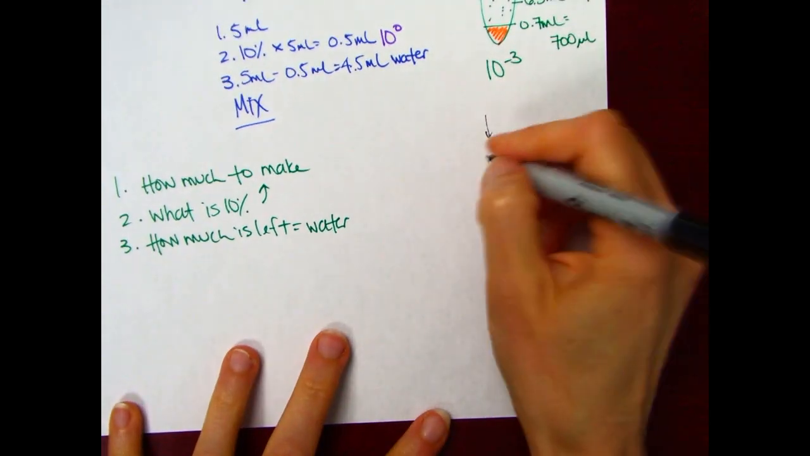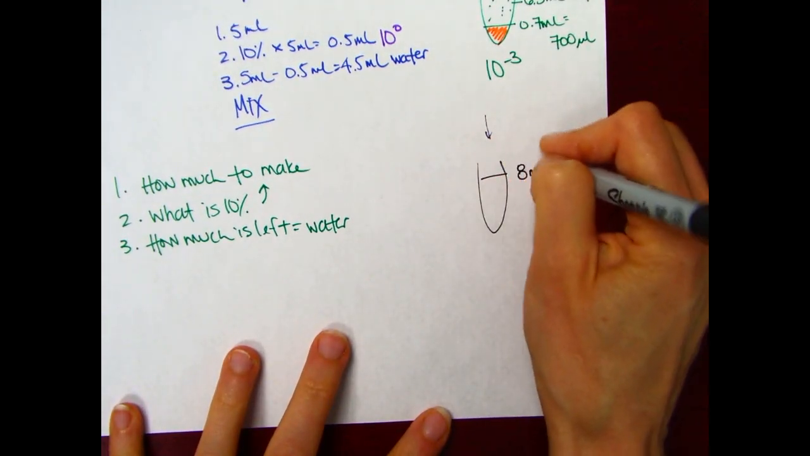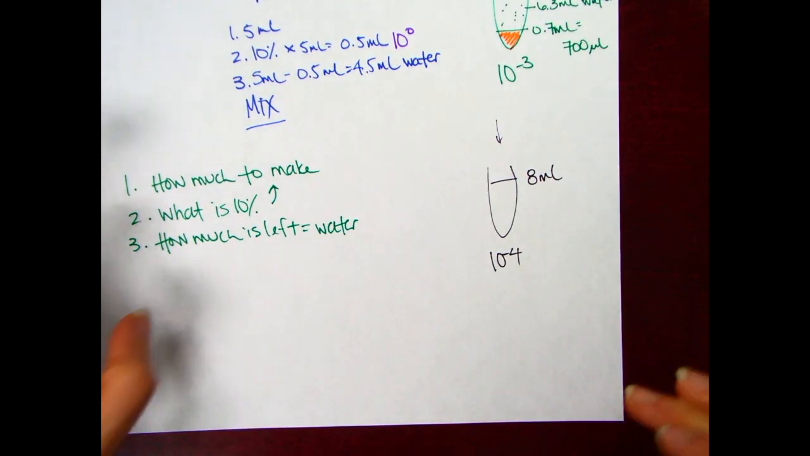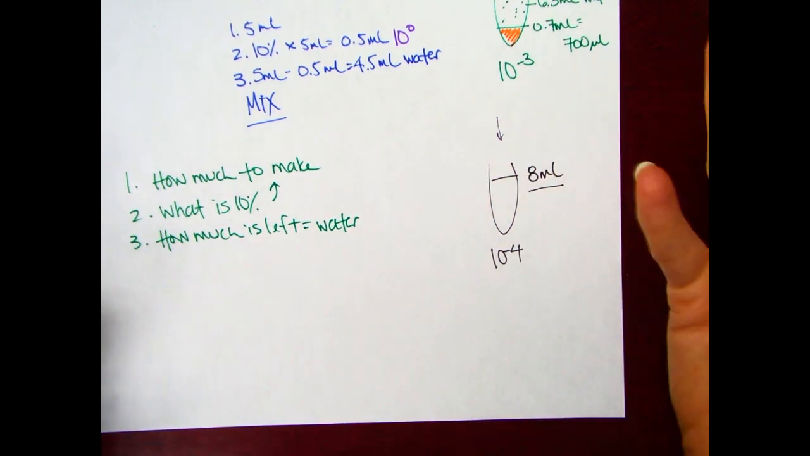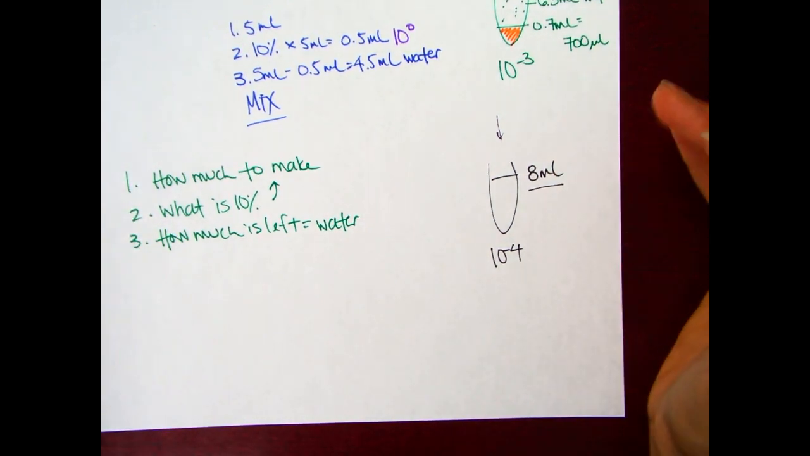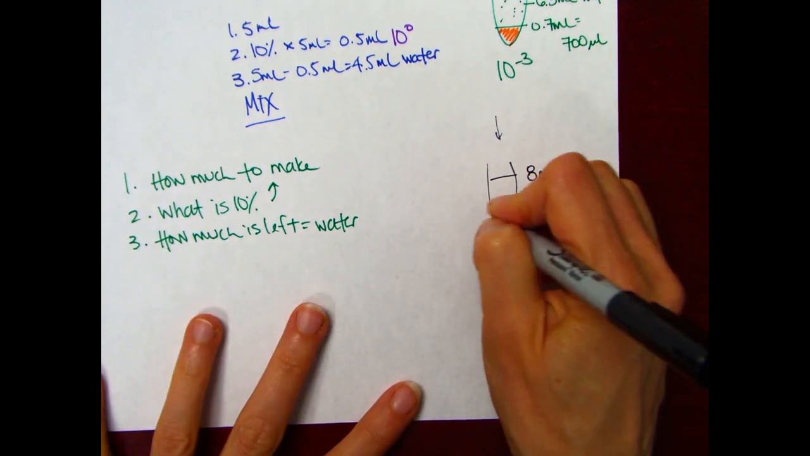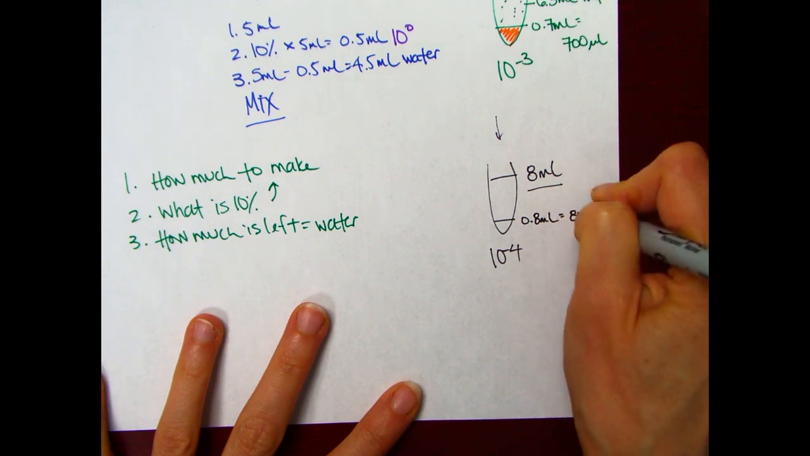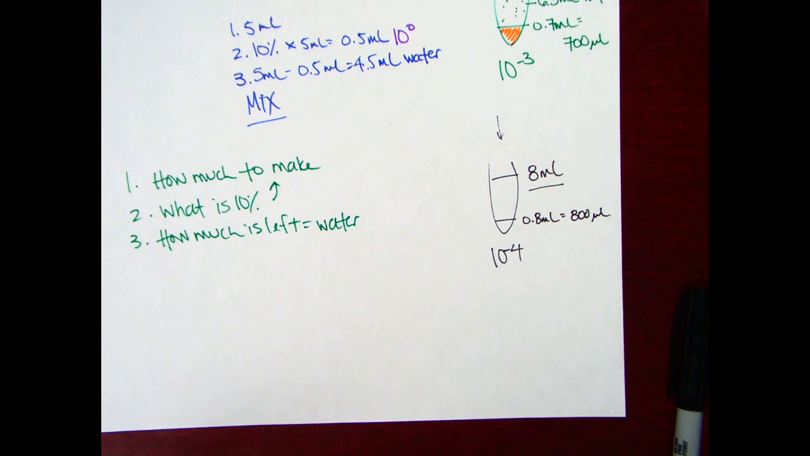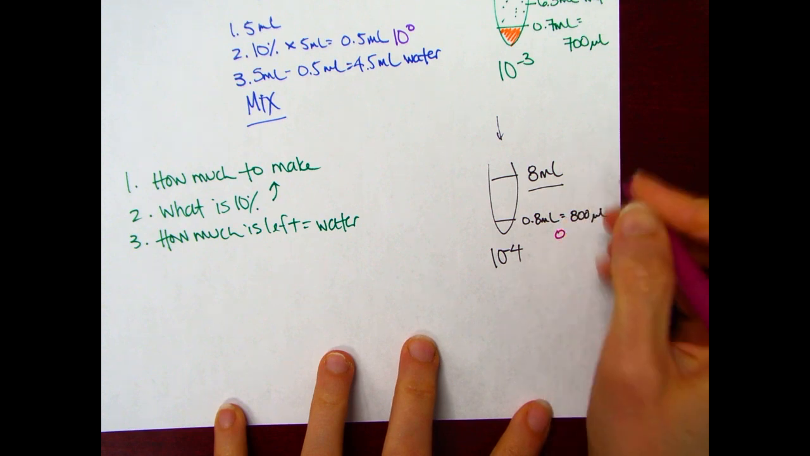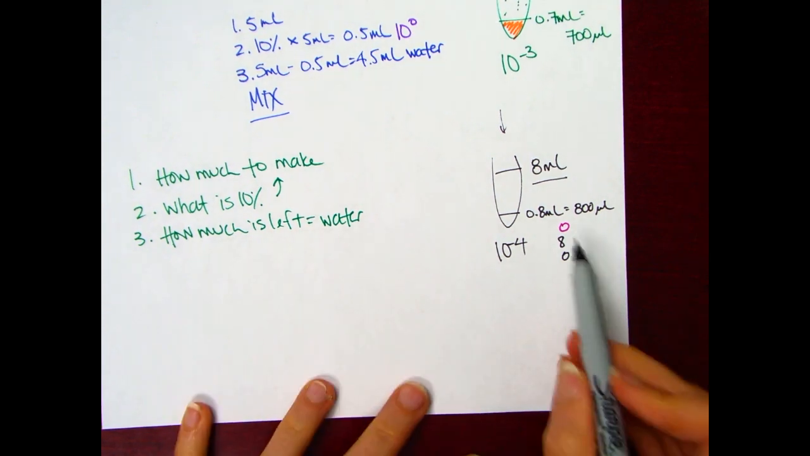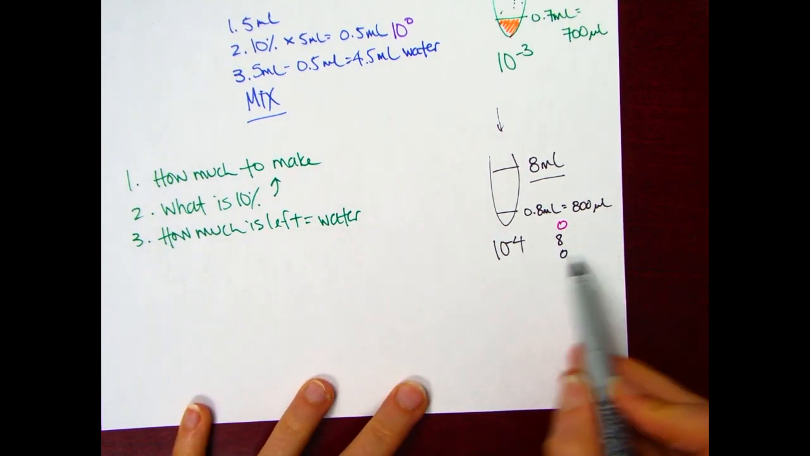Okay. We're going to make 8 mils of our 10 to the minus 4. So our rules in step 1, how much to make? 8 mils. Step 2, what is 10% of 8 mils? No problem. 0.8 mils, which is going to be 800 microliters. So which pipetter will you use for that? 100 to 1,000, and it is going to be red 0, black 8, black 0. Thousands place, hundreds place, tens place.